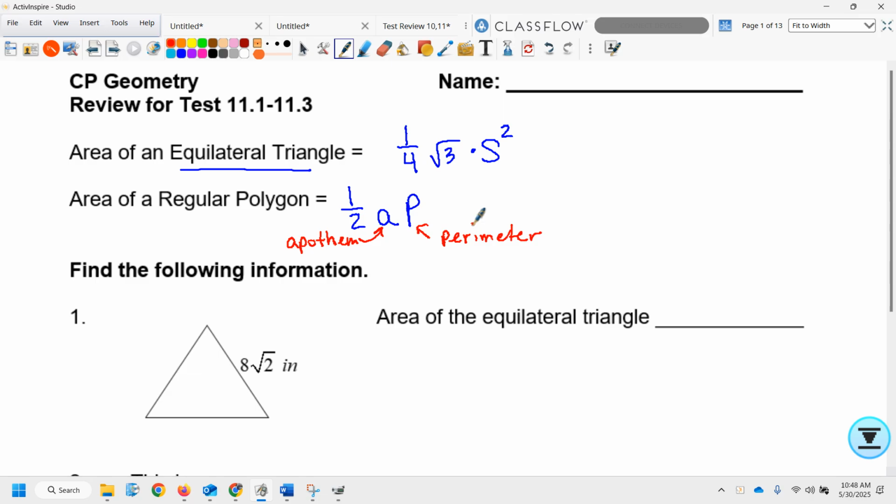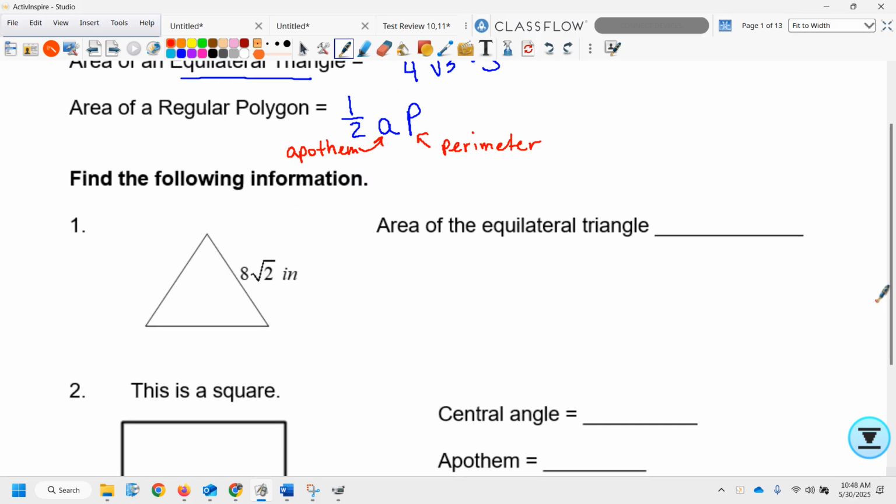All right, so the first question is this. This is the side of an equilateral triangle. Okay, so it's like that first formula. So it's 1/4 times √3 times side squared. Be really careful when you're trying to square all of this. If you know that this is really 64 times 2, which is 128, you can do that and then plug that in instead. Or just make sure you're using enough parentheses to square the entire side.